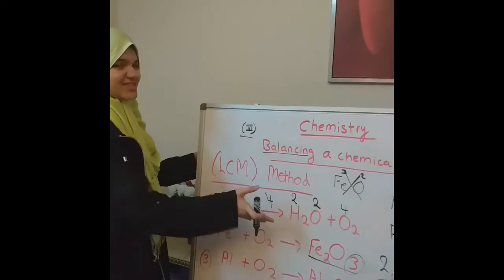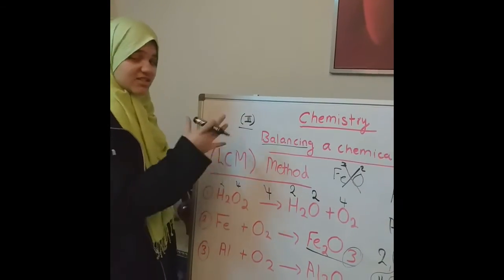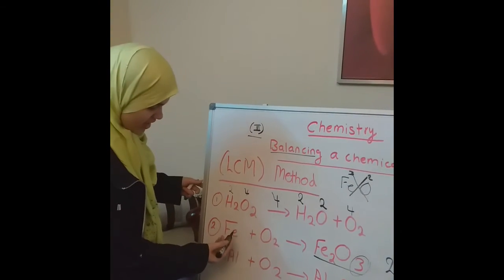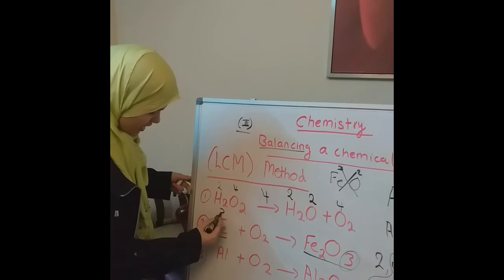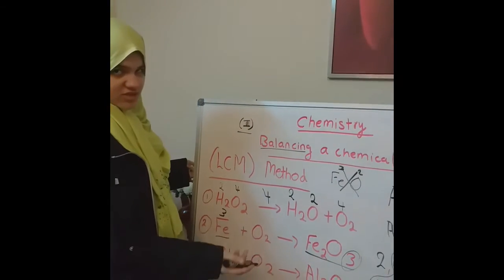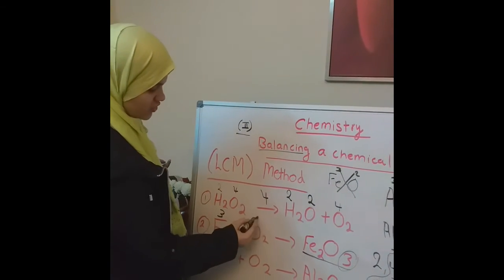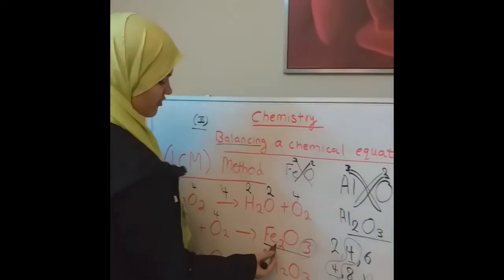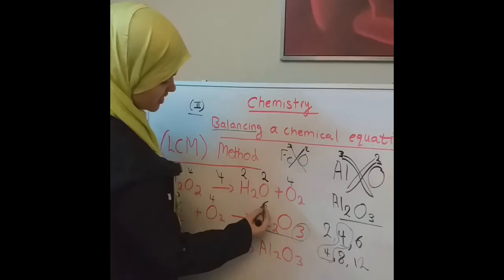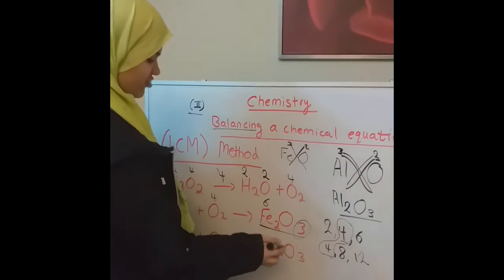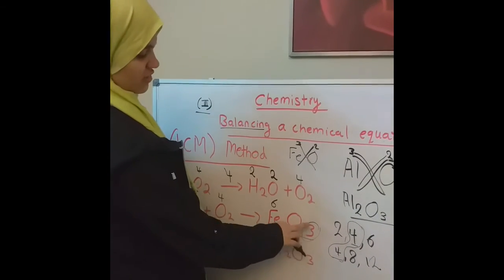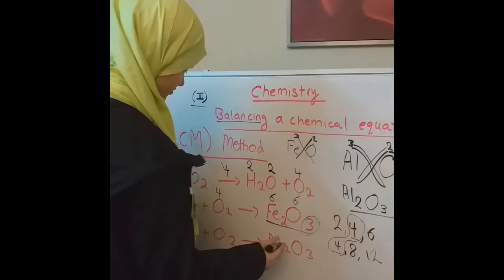We want to balance both of them, the reactants and the products. So the valence number for iron is 3. The valence number for oxygen, of course we know, is 2, so 2 times 2 is equal to 4. After that, the valence number for iron is 3, and 3 times 2 is equal to 6. The valence number for oxygen is 2, then 2 times 3 is equal to 6.